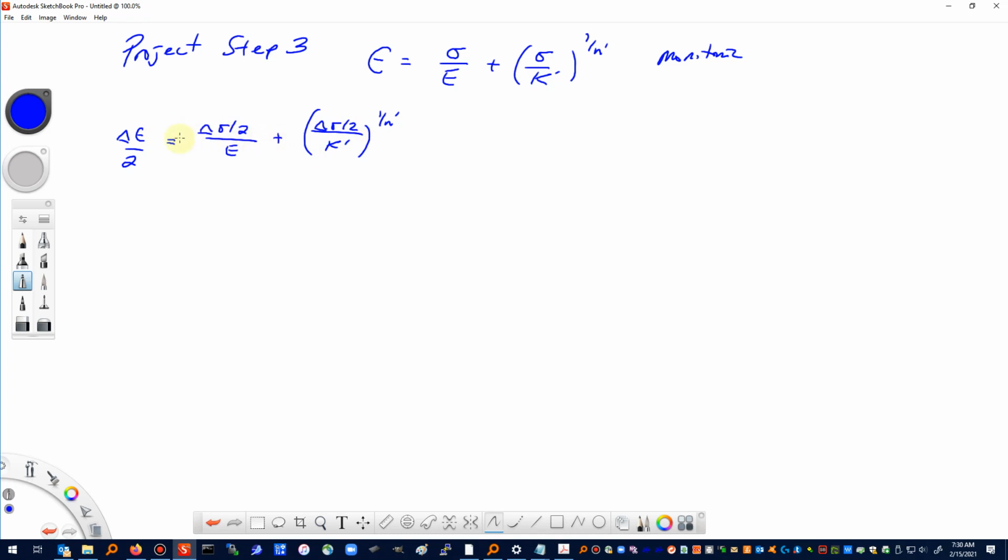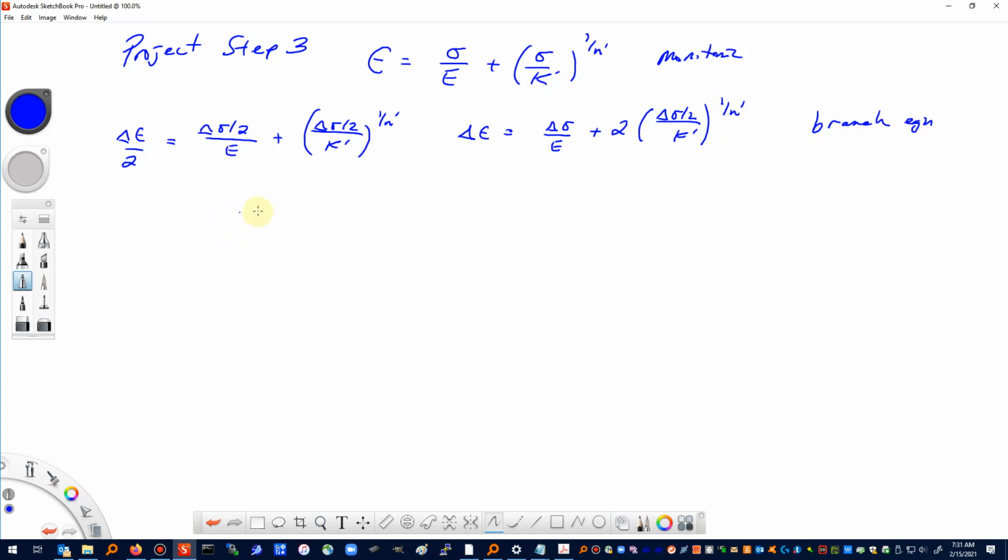Now, the way we really end up using this is solving for delta epsilon. So if I do that algebraically, I'll multiply both sides by 2. The 2 cancels out with a half right here, so we have delta sigma over E. But then we can't do that. This 2 doesn't cancel out. It has to be a 2 times this quantity, delta sigma over 2 over K prime to the 1 over N prime. Okay, so this is the branch equation.